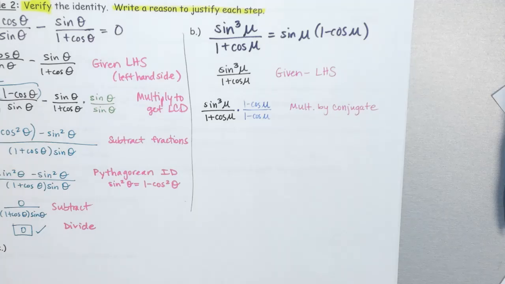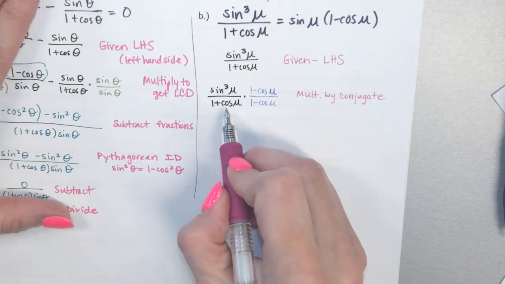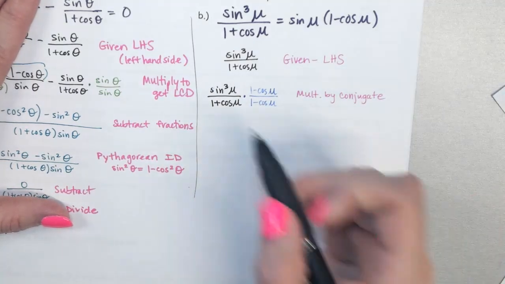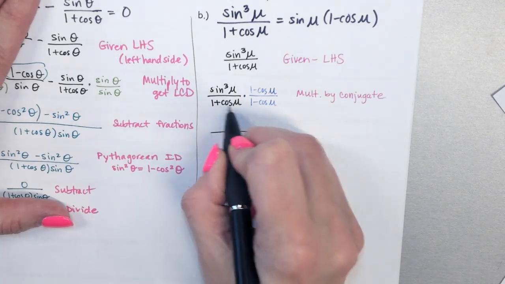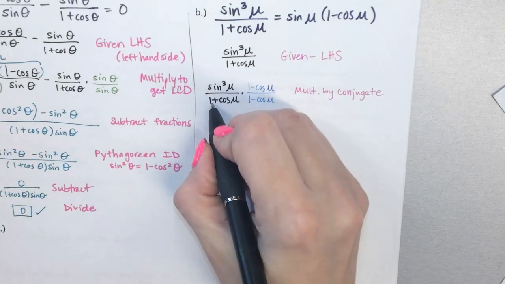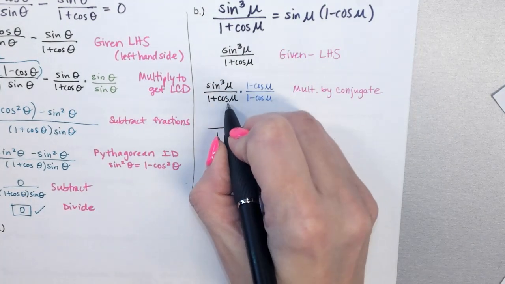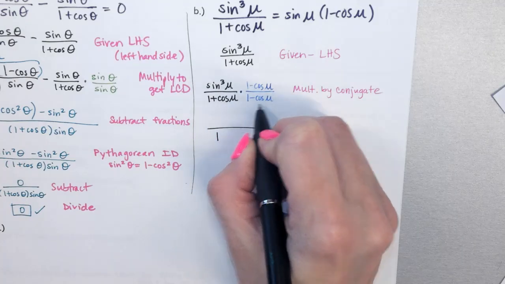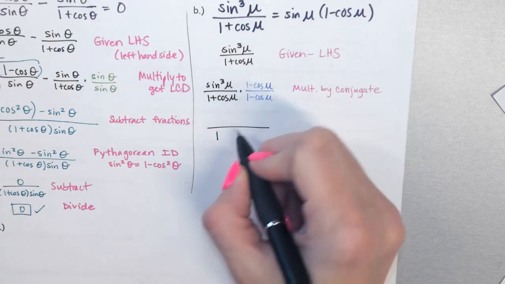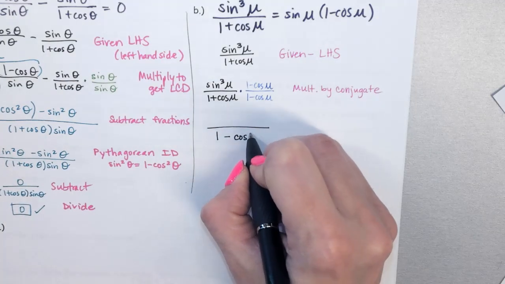Keep in mind when you are multiplying here, you're going to be foiling in the denominator. So 1 plus cosine, 1 minus cosine. This is something we saw in the preview worksheet. So when you FOIL, 1 times 1 is 1. Here you get positive cosine, negative cosine. Those are going to cancel. And then a positive times a negative is going to be the cosine squared.